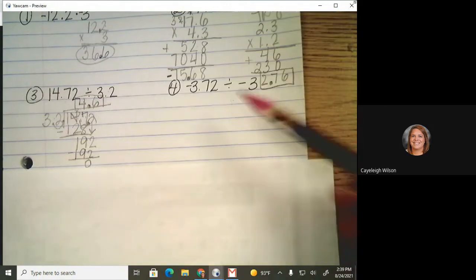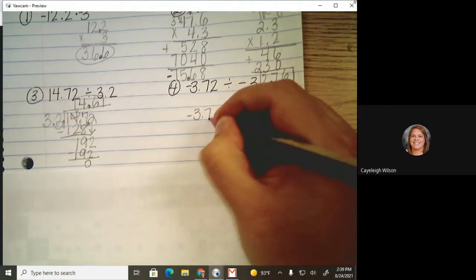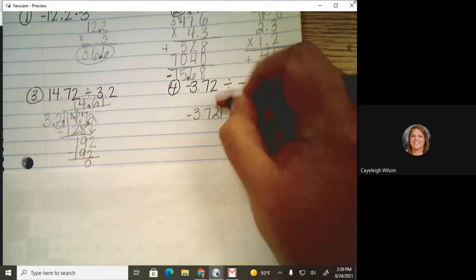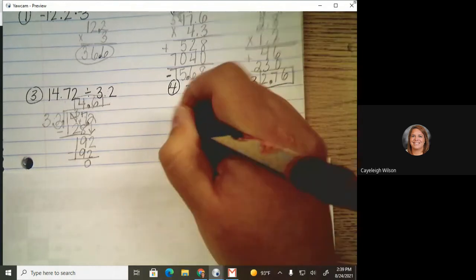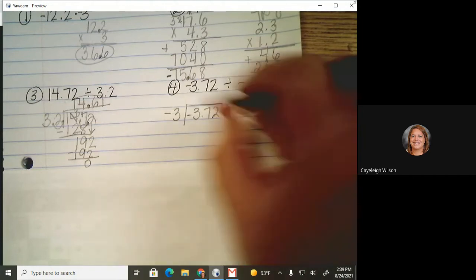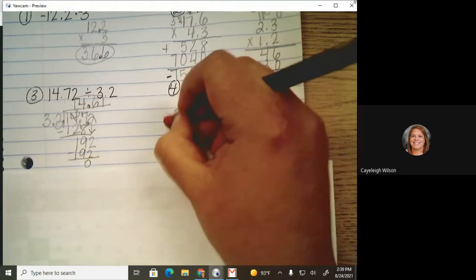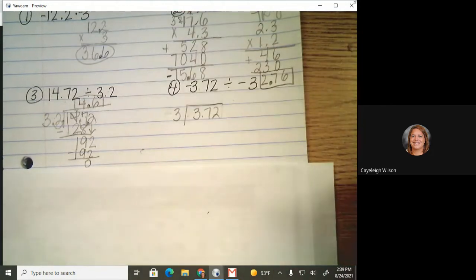All right, I'm going to let you all try this one. So we're going to put that negative 3.72 in the house, and I'm putting my house backwards, and divide it by negative 3. And you can take your negatives out of there because we know that a negative divided by a negative will be a positive. So pause the video right now and work this one out.